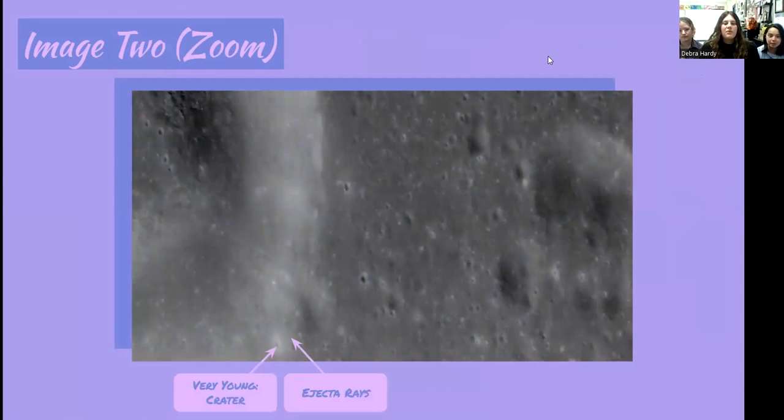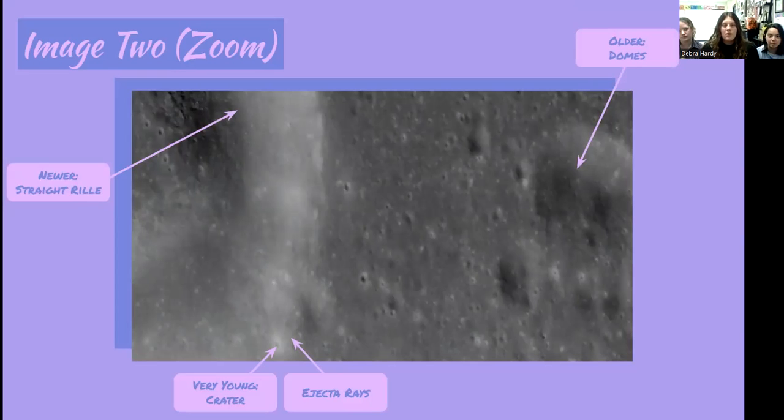So we think that the dome on the right, the large dome, is older than the rille in the crater on the left because it's more eroded, as I said earlier. It's lower to the ground, less pronounced. We think the feature on the left is a strait, and we think that's newer because it's more pronounced. And the crater under the rille, we know that that's younger than the rille because of the ejecta rays going over or overlapping the rille.